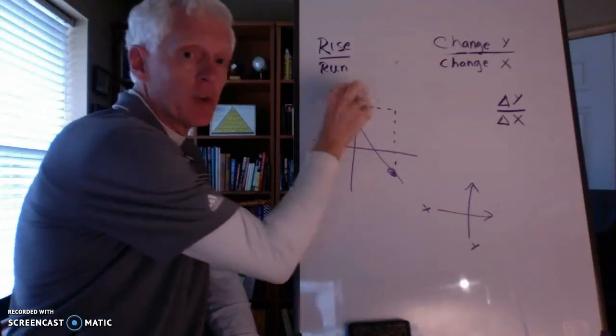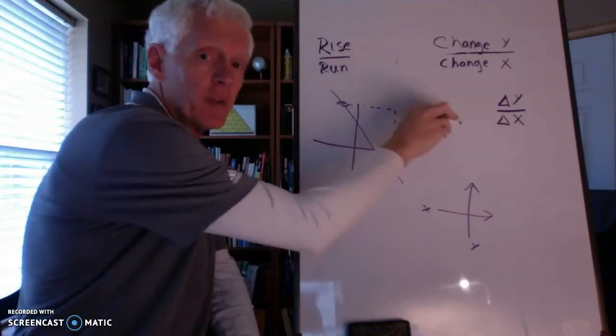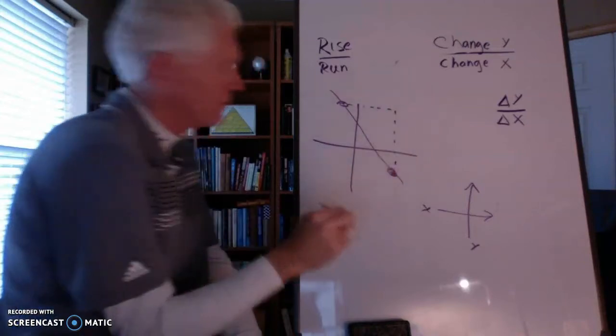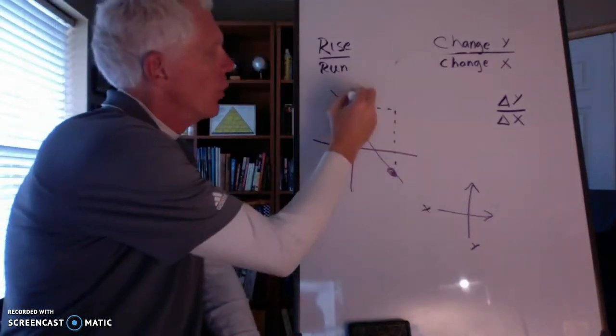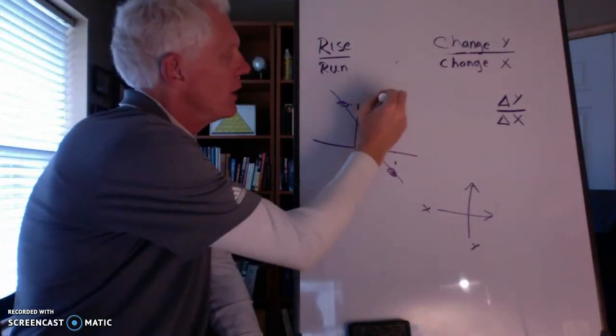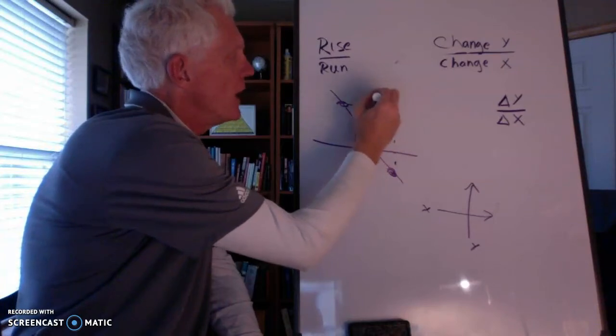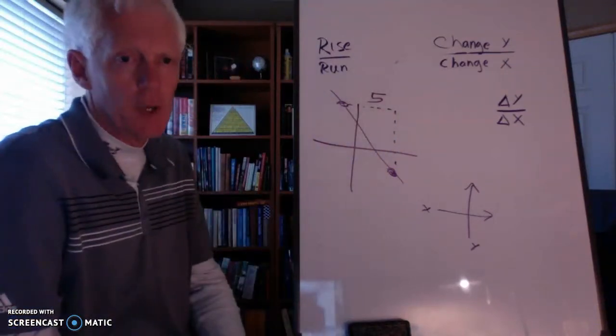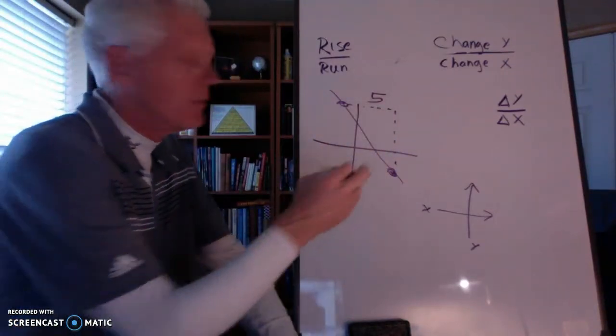Now this is the run, of course, because it goes across. This is the change in the x-axis. Okay, this is the run. So I'm going to count 1, 2, 3, 4, 5. This has a run of 5. All right, that's how far it is by counting the scales.